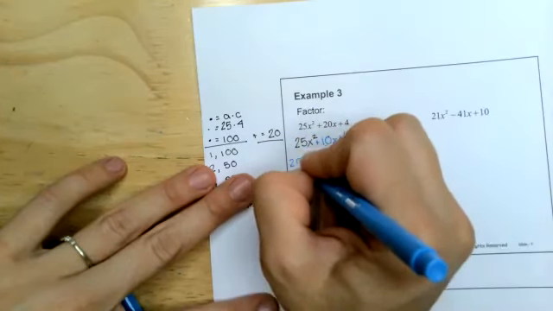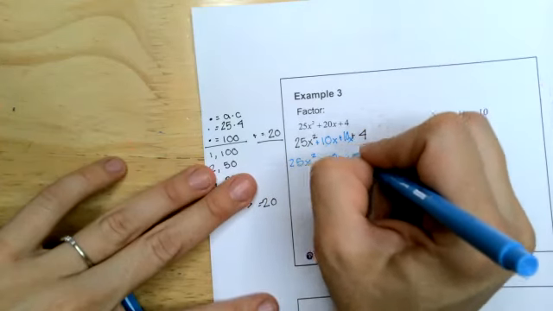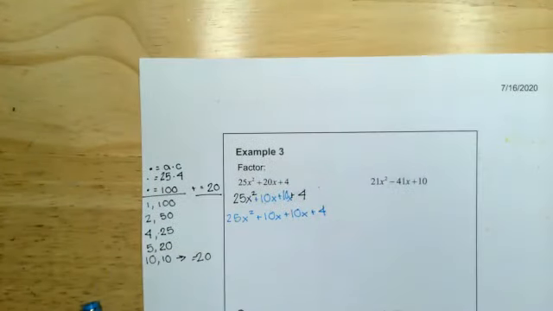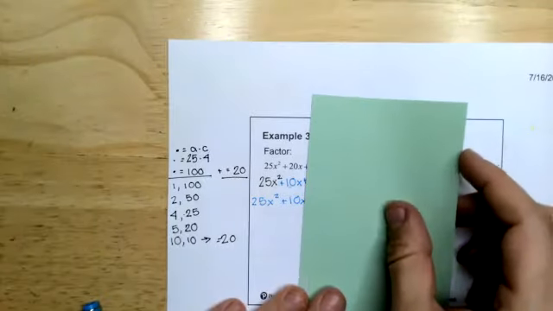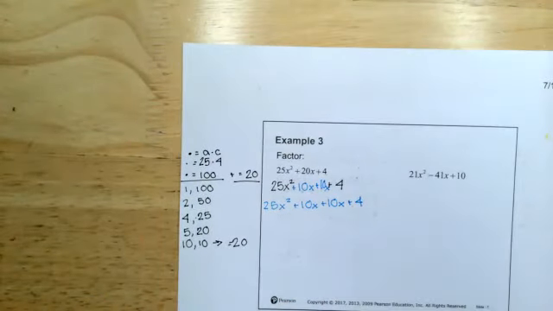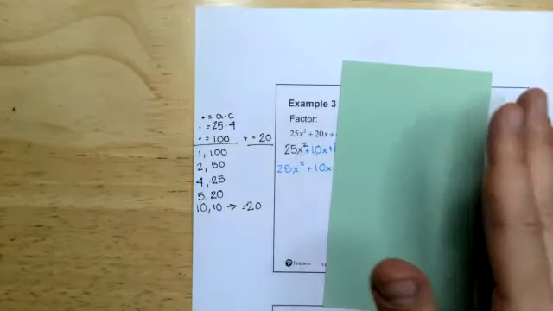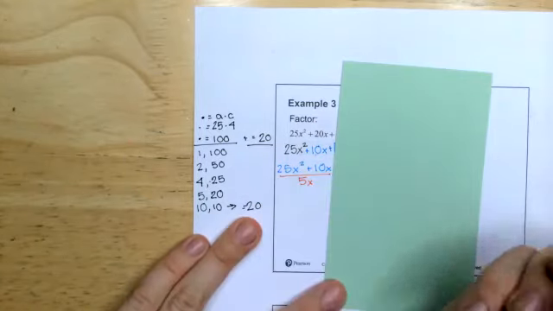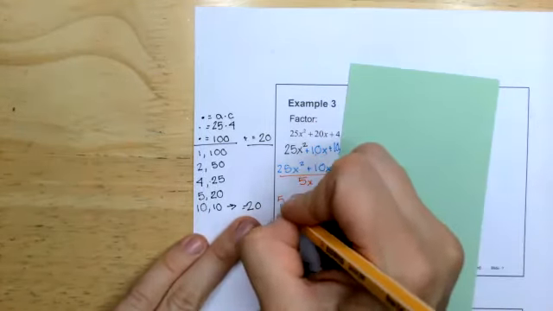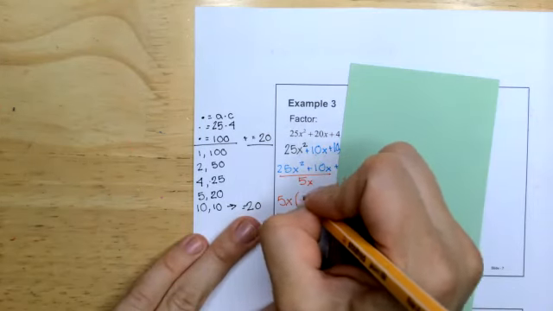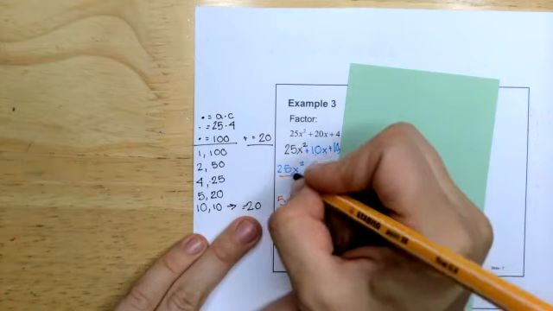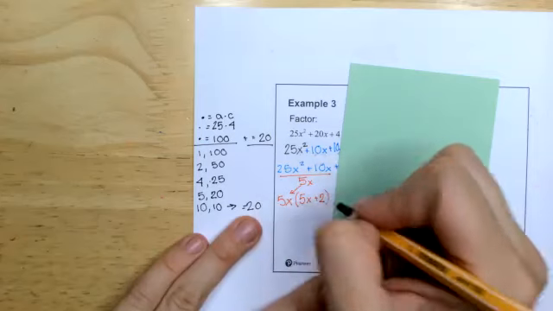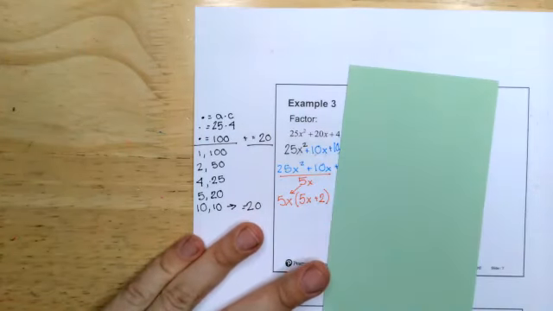Or rewrite it: 25x squared plus 10x plus 10x plus 4. Good. Now we're going to practice factoring by grouping, because I can't factor anything out of this, but 25x squared plus 10x, I can factor out a 5x, right? 25 divided by 5 is 5. X squared divided by x is x. Sorry, that's 5x. 25x squared divided by 5x is 5x. 10x divided by 5x is just 2, right? So that's half of my factor by grouping.